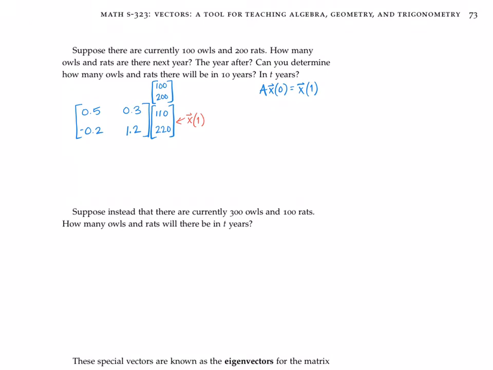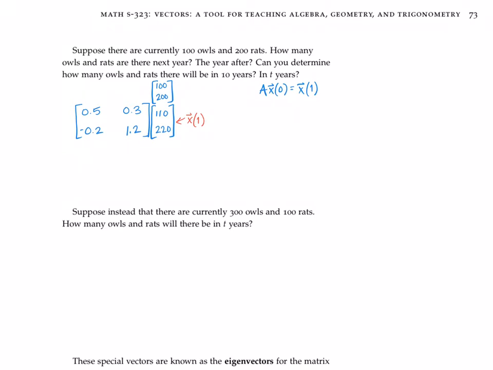It seems like the population levels after 1 year will be 110 owls and 220 rats, which is interesting because both populations have gone up by 10%. So both have shown a 10% increase. Let's keep going. It asks for the year after that.